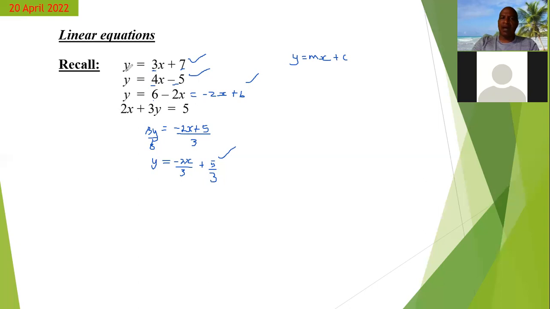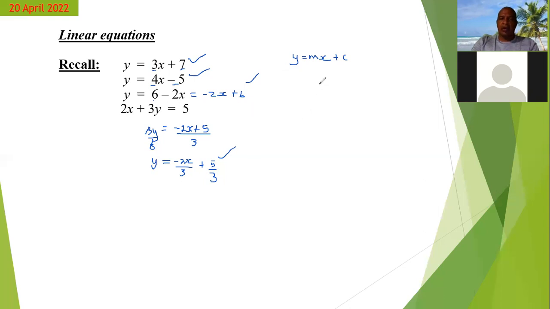and another meaning to that is that y is the subject. So when an unknown is by itself on one side of the equation, we say that that unknown is the subject of the equation. So in the general form, y is the subject.